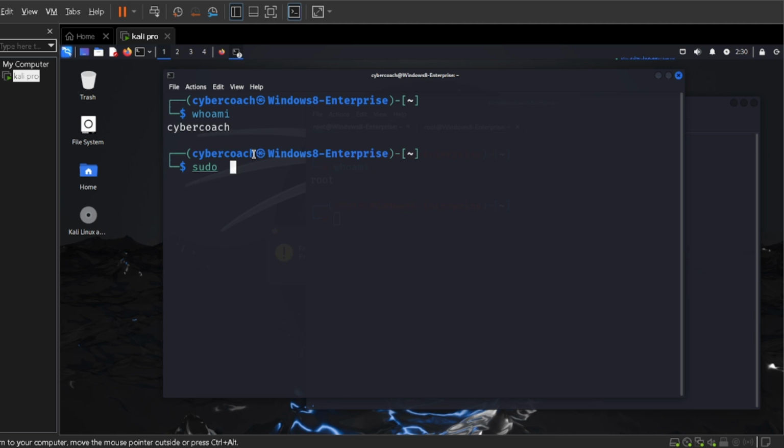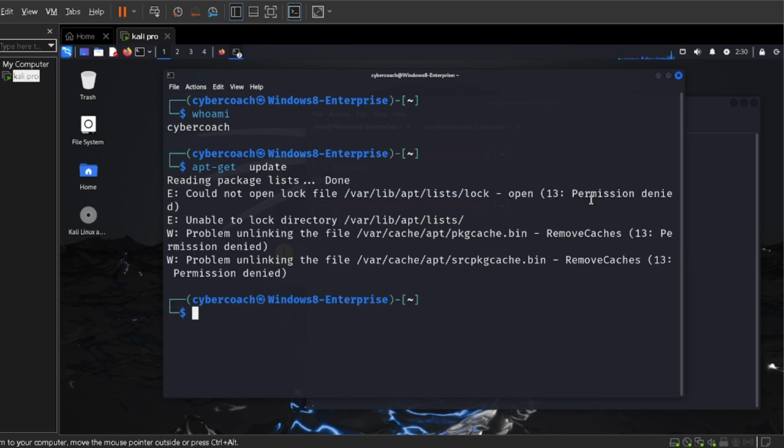So sudo gives us the privilege that we don't have as a normal user. For example, here I'm cyber coach, but there are some commands that I cannot do unless I have higher privilege. And to get higher privilege as a normal user on a Linux computer is to use the command superuser do, so sudo. That's very important. For example, if I want to update the computer, I type apt-get update. See what it will say.